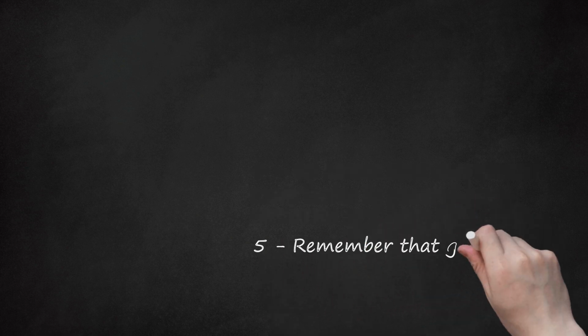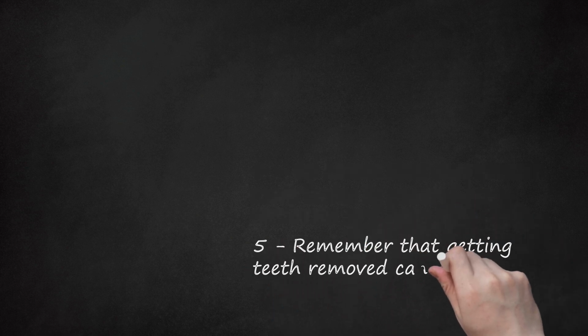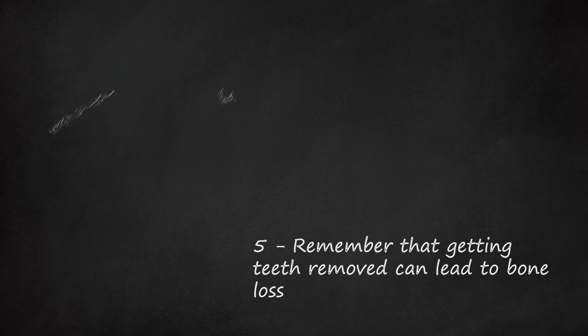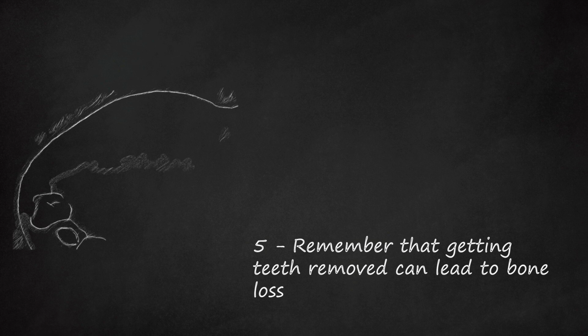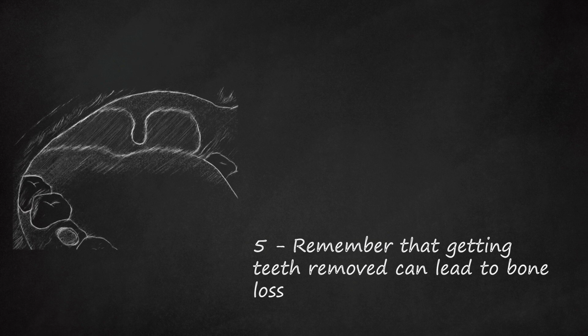5. Remember that getting teeth removed can lead to bone loss. Dental bone often shrinks as soon as you lose your teeth. After teeth removal, a blood clot will form and white blood cells go to the site where your tooth was previously located to clear the area of bacteria and damaged tissue. A few weeks after, new cells will go to the area to continue this clearing process.